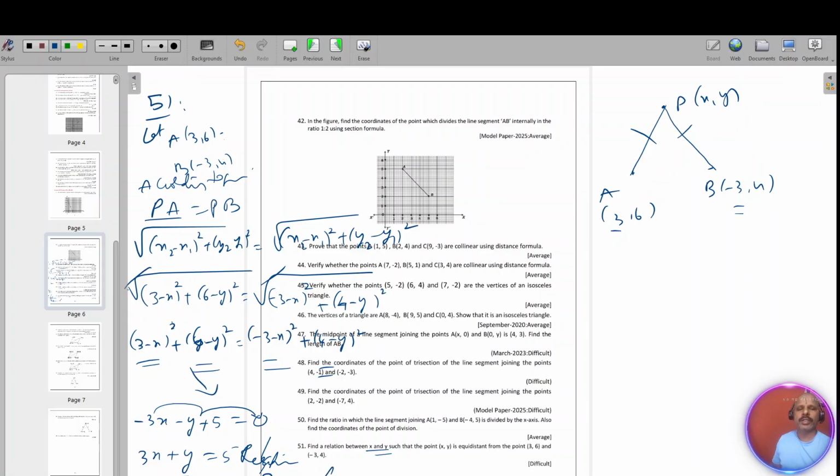We did not solve the (a minus b) whole square expansion and all, because I hope you know solving them. If you don't know, comment and I'll give the solution part for that. Basically, you should be knowing them: grouping the like terms, cancelling, solving and all. Okay, we'll see the next question.